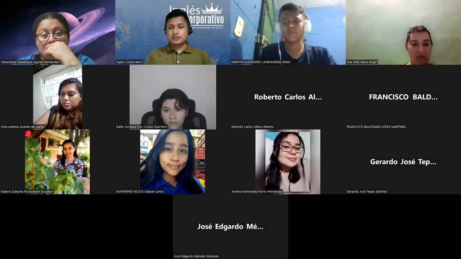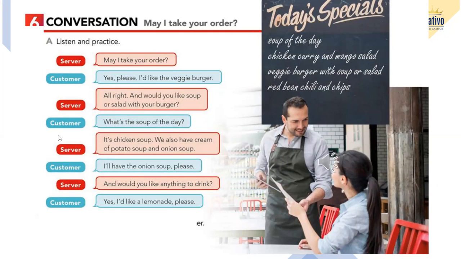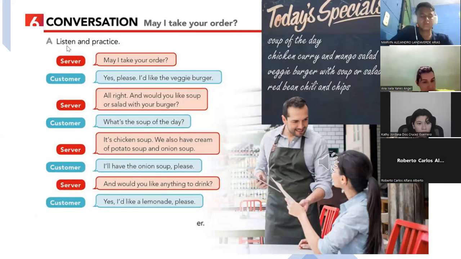Let's listen and watch. The first that we're going to have is this picture. Sebastiana Guadalupe, good evening. Please describe the picture. Okay, that is correct. Thank you so much, Sebastiana. What else you can say about the picture, Kathy? Good evening. I think she's ordering something from the menu. From the menu, very good. How do you call this profession, Kathy? Waiter. Or server. That's correct.